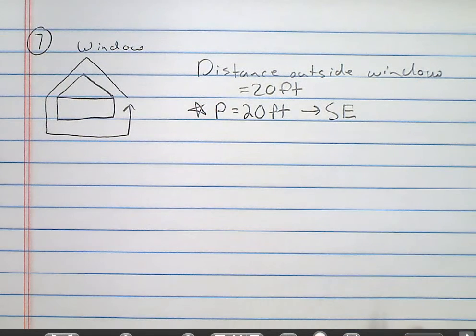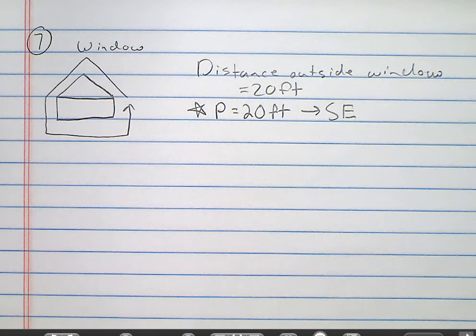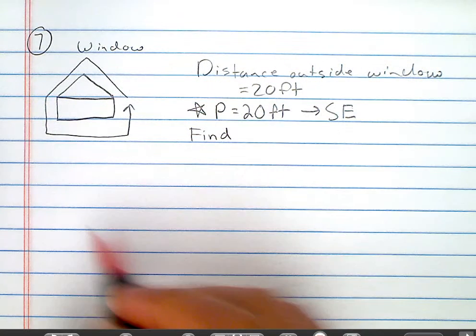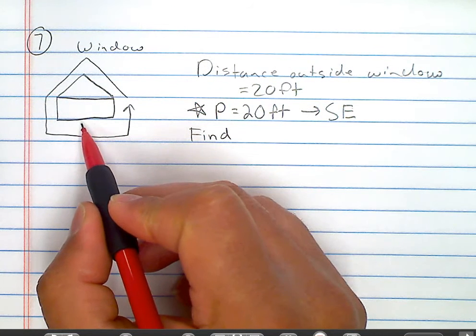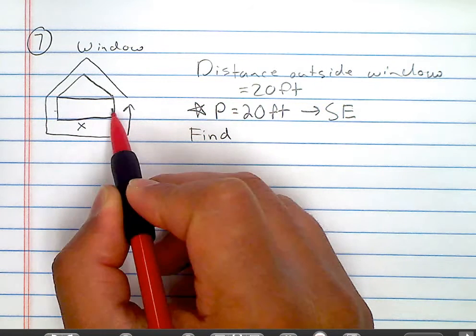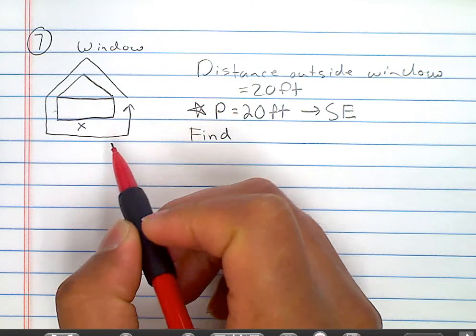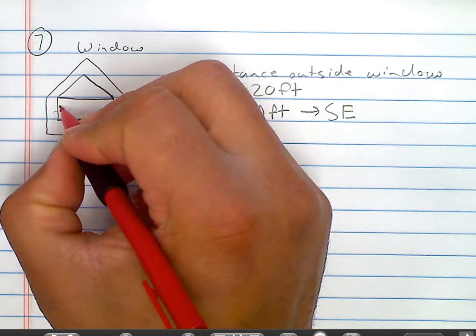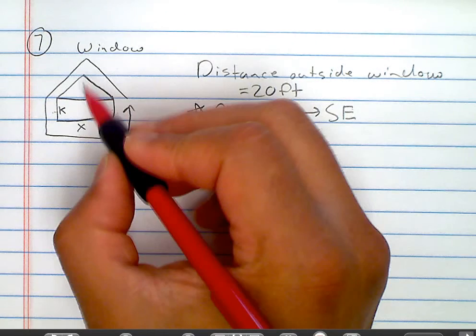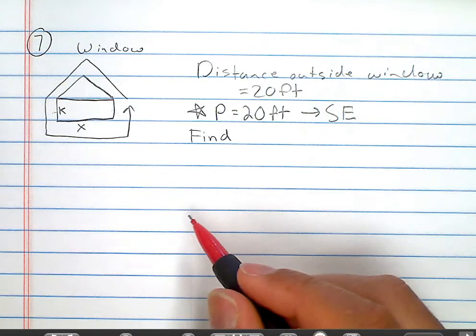All right, so we want to find out what dimensions will result in the rectangle having the largest possible area. Let's label our dimensions. What do we want to label this? We can make that X. And then what do you want to label this? K. And really, it doesn't say whether or not it's isosceles.